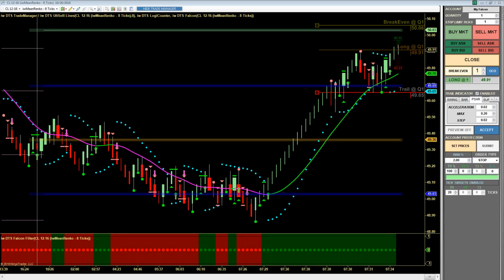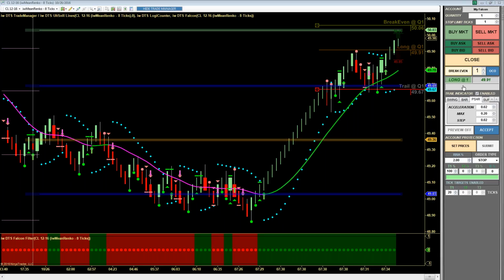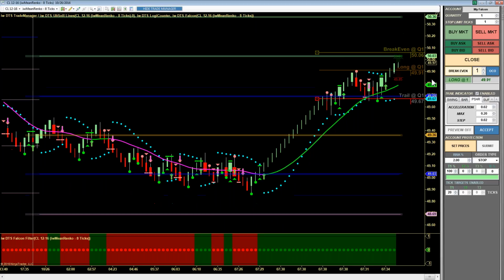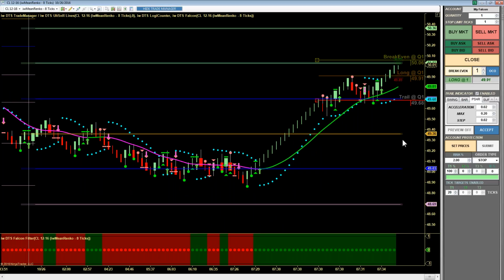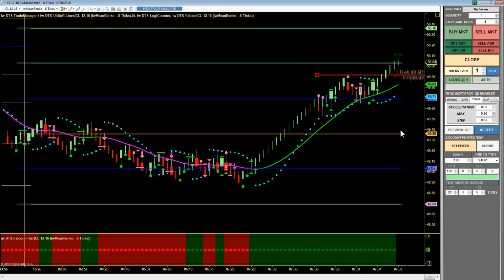Okay, so we just got filled. You'll notice the trade manager gave us our stop according to the stop strategy that I've selected. I've got the break-even trigger in play. I haven't shown you how the break-even works yet. So watch it as it hits the break-even. You'll notice the trade manager will automatically force the trade to break even. There we go.